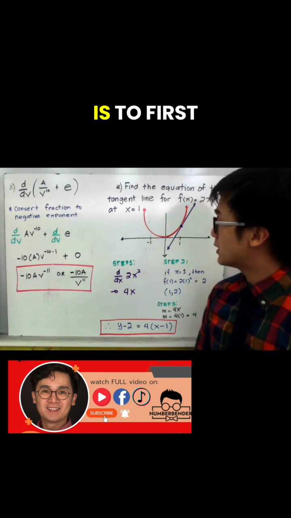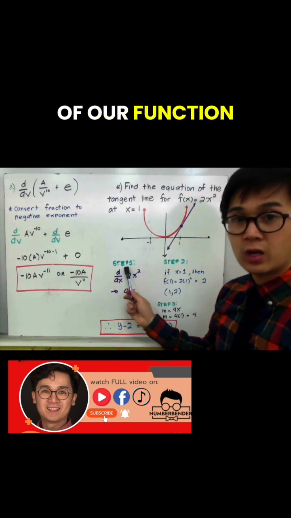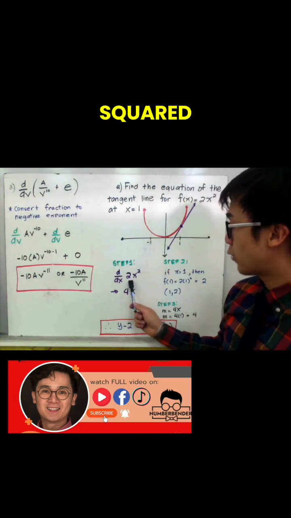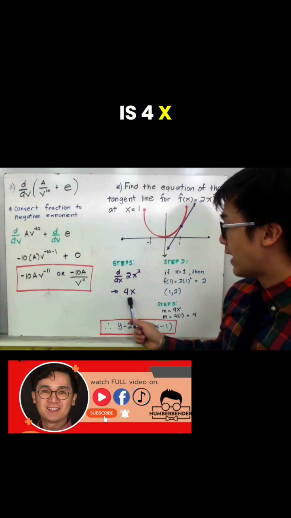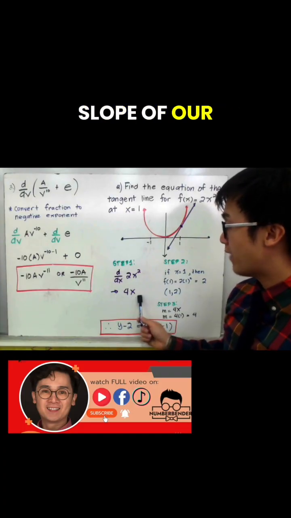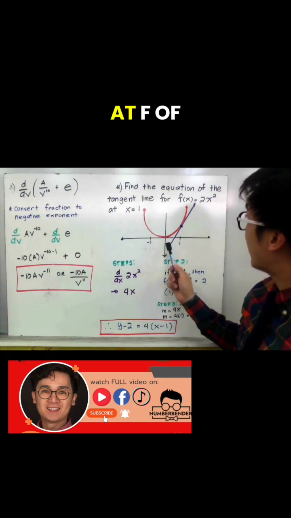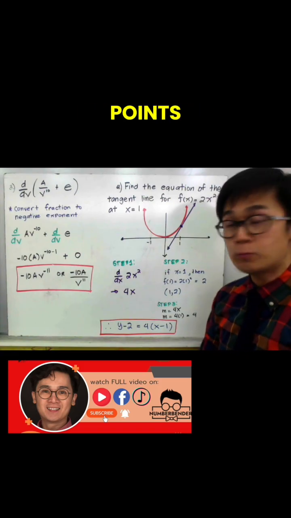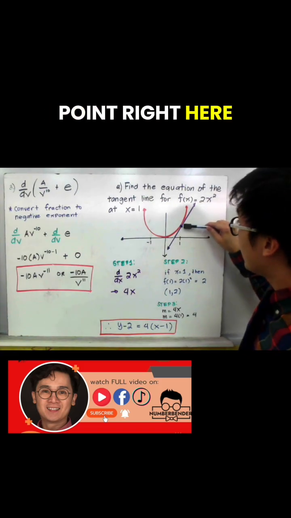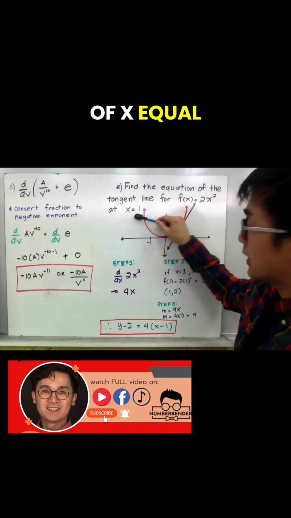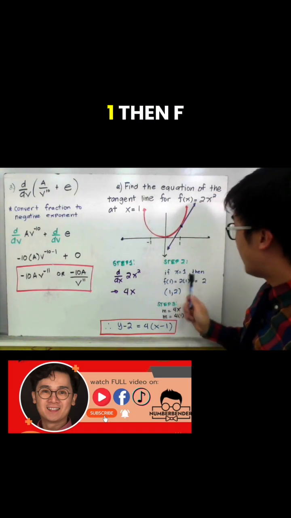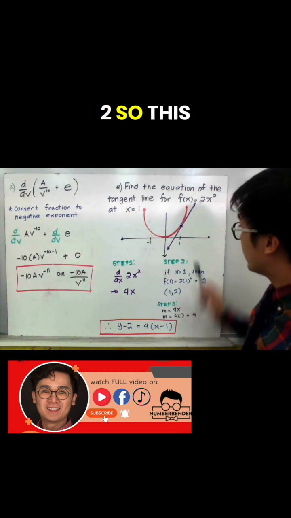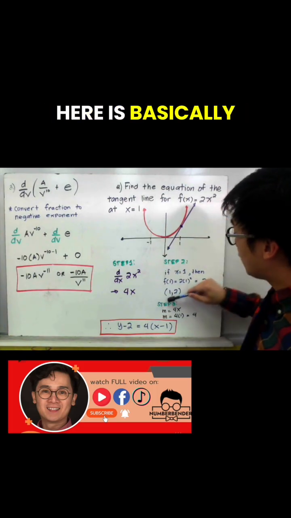So what we need to do is to first find the derivative of our function so we can find the equation of our slope. Given the function 2x squared, the derivative of 2x squared is 4x. So therefore the slope of our line right here, given a point at f of x, is 4x. Now the second step is to find the point, given our value of x equal to 1. So if x is equal to 1, then f of 1, which is equal to 2 times 1 raised to the second power, is equal to 2. So this particular point right here is basically (1, 2).